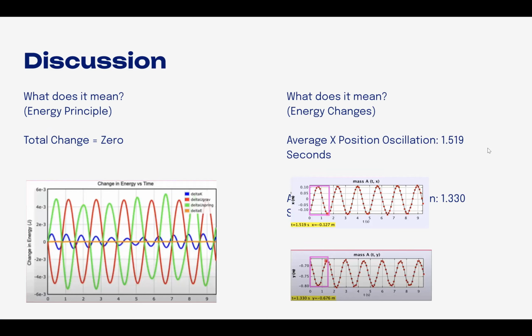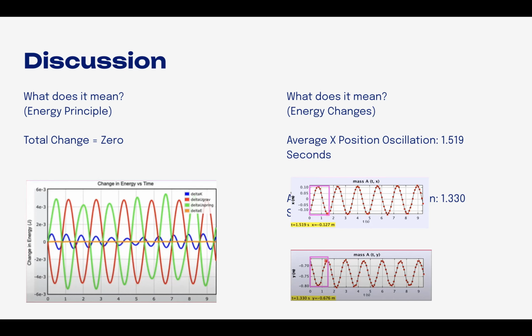And what does this mean? Basically, the total change in energy is zero. This means that the energy principle is conserved because the change in kinetic energy, gravitational potential energy, and spring potential are all equal to zero within the system. There's zero work done on the system because all the forces are internal, and that's because the spring, weight, and earth are all a part of the system.